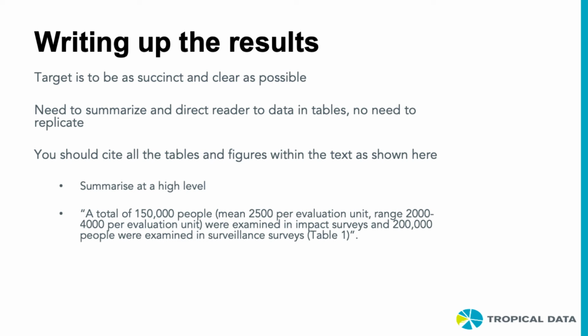The target is to be as succinct and clear as possible. You just need to summarize and then direct the reader to the data in the tables. You do not need to replicate what is written in the tables. You should cite all the tables and figures within the text, as shown here. For example, "A total of 150,000 people, mean 2,500 per evaluation unit, range 2,000 to 4,000 per evaluation unit, were examined in impact surveys, and 200,000 people were examined in surveillance surveys."